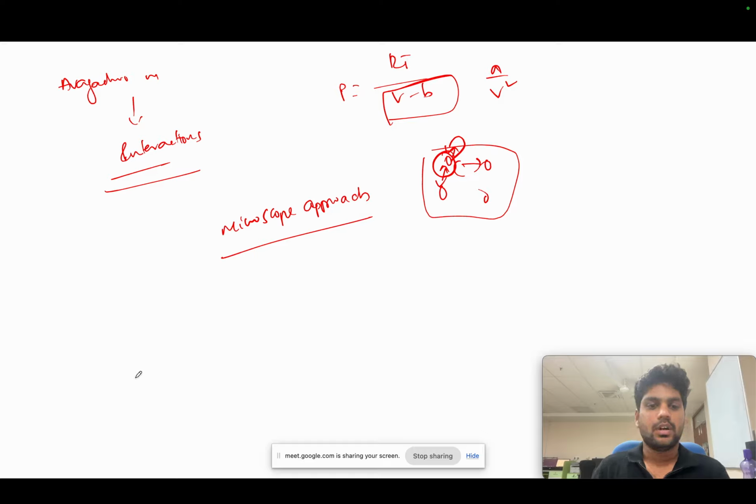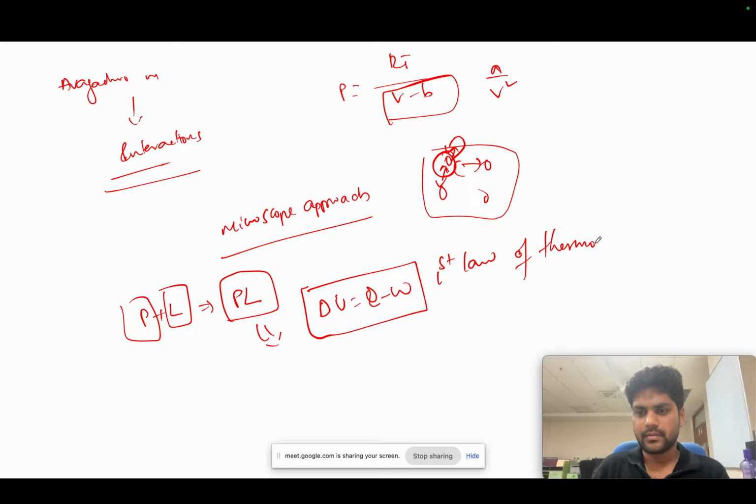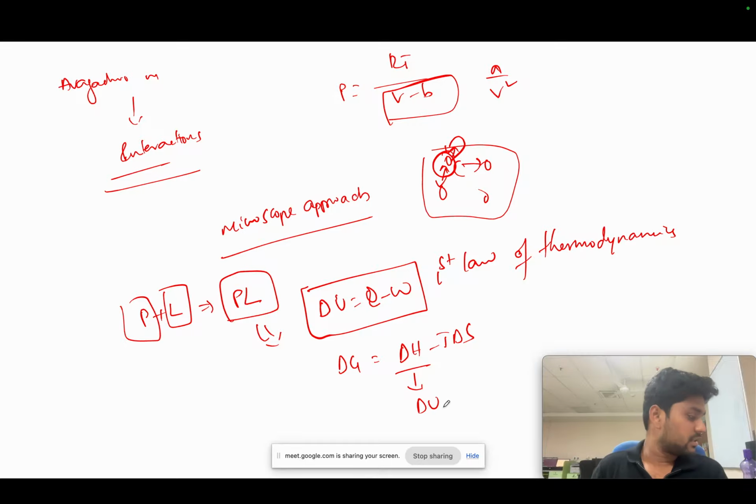As a basic example which the sir has discussed, say you have a protein ligand system. If I ask you to find the delta U, which is Q minus W, this is from the first law of thermodynamics. If I ask you to find the delta G, which we know is delta H minus T delta S. Now delta H, we know, is delta U plus P delta V.